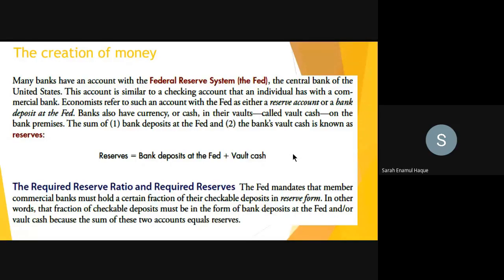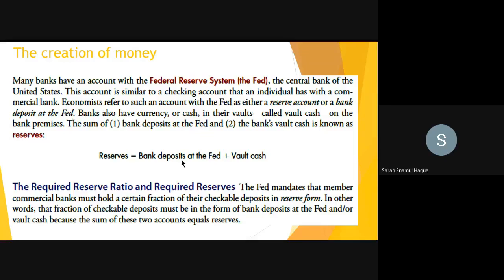So I'm repeating. Reserves are all the money that is kept in the account with the central bank plus the vault cash. Suppose if I ask you, what is the reserves of bank A? How much is the money that you can call reserve of bank A? You will say the amount of money that bank A has deposited in the account with the central bank plus the money that this bank has in its vault. If you add these two, you will get the reserve that this bank holds. So every individual bank has some reserves. And how can you find the total reserves? You calculate the total bank deposits at the central bank plus the vault cash.